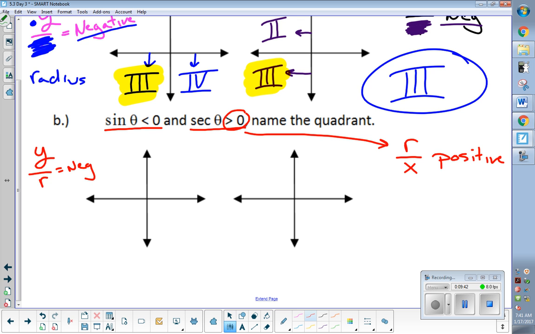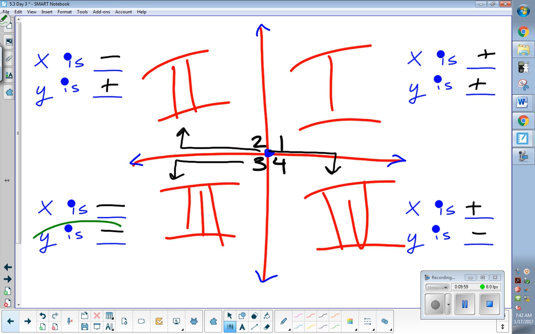The first one, y over r is negative. Again, don't care about r. So it's just telling me, where's my y negative? So if my y is negative, that means I am going down. I'm in quadrants 3 and 4. That's where my y is negative. Down in quadrants 3 and 4, my y is negative.